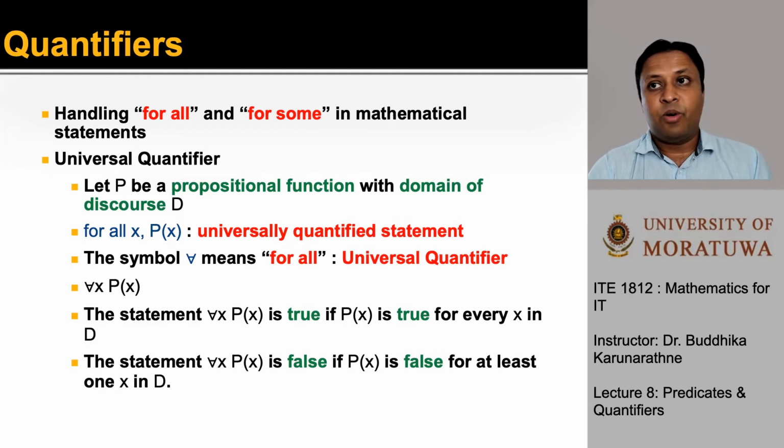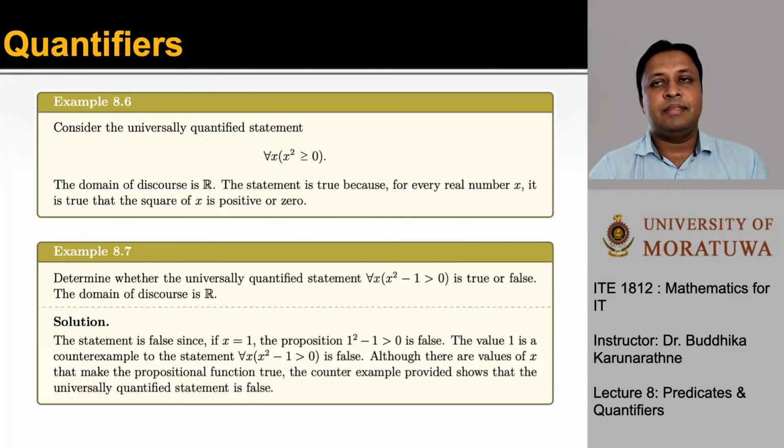The statement for all x, Px is true if Px is true for every x in the domain of discourse D. Also, the statement for all x, Px is false if Px is false for at least one x in D. So for any of the values of x, if Px is false, then for all x, Px will be false. This is the behavior of the universal quantifier. Let's take some examples to understand this better.